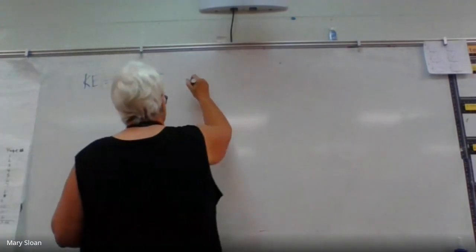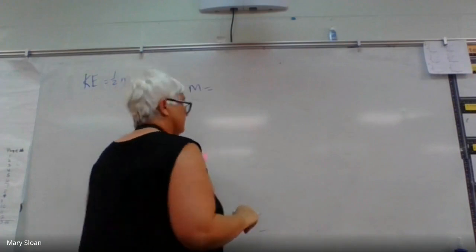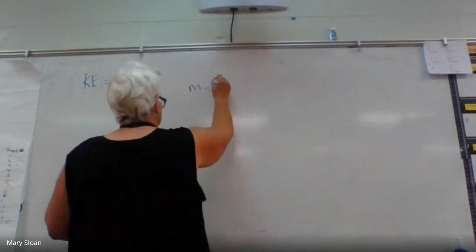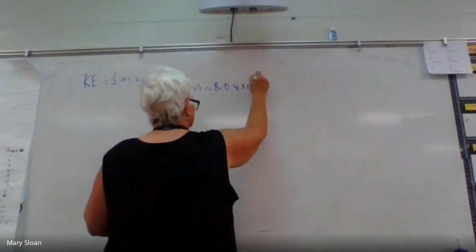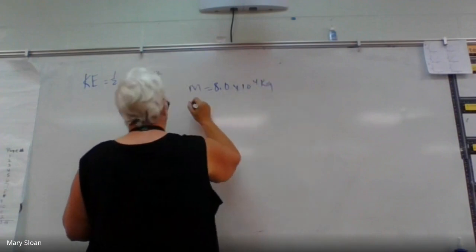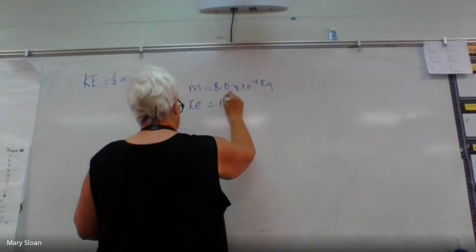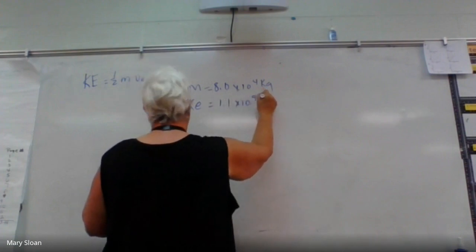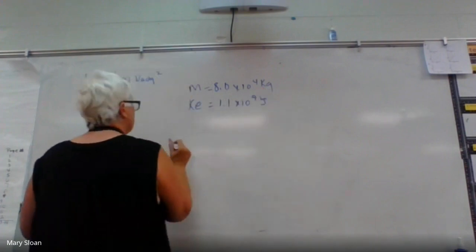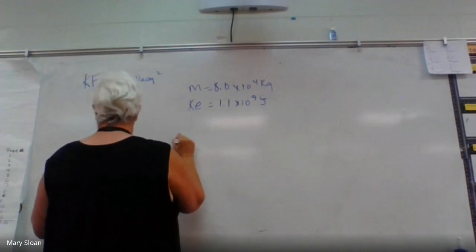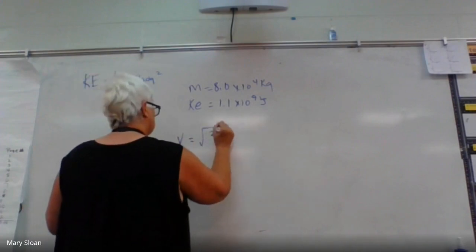What is my mass? 8.0 times 10 to the 4. I thought that was the speed. What's our kinetic energy? 1.1 times 10 to the 9 joules. Okay. What are we looking for? Speed, velocity. Same thing. It is.